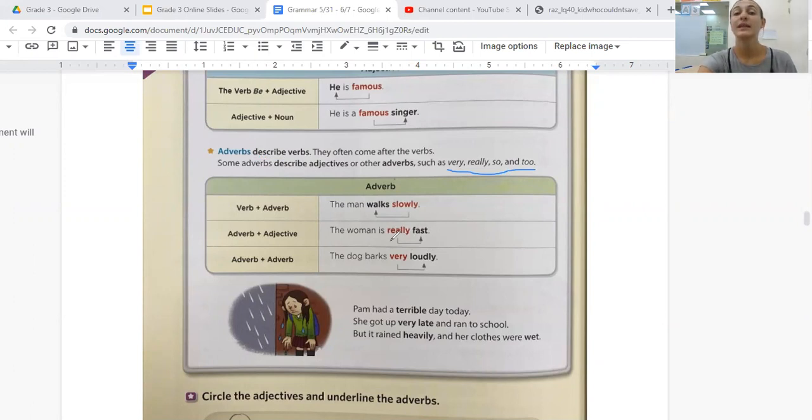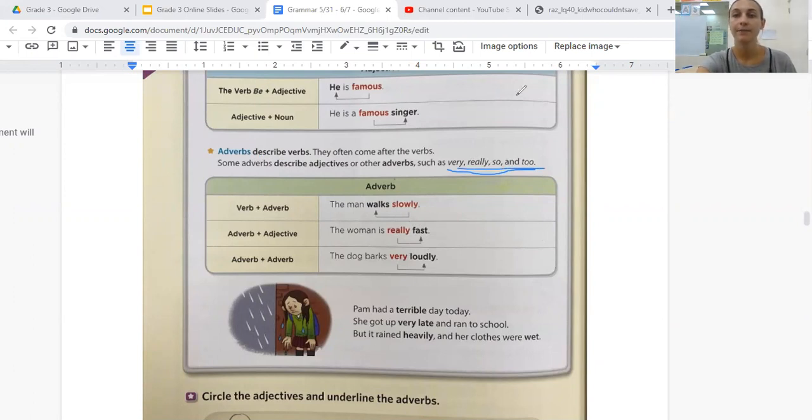The woman is really fast. She's not just fast, she's really fast. The dog barks very loudly. So there we have an adverb, and we're describing it with another adverb, one of these. Okay, then there's some examples here.